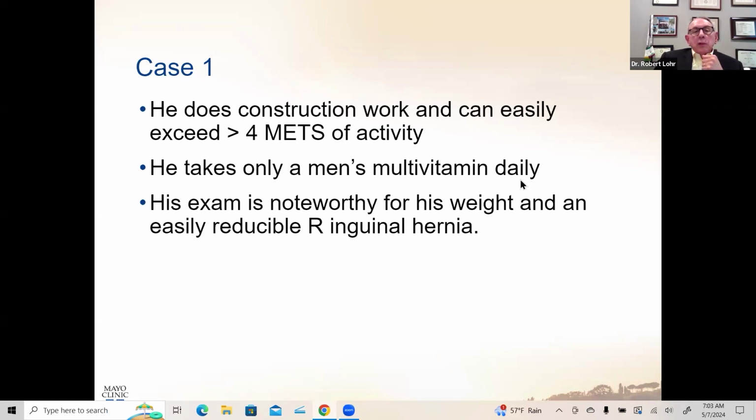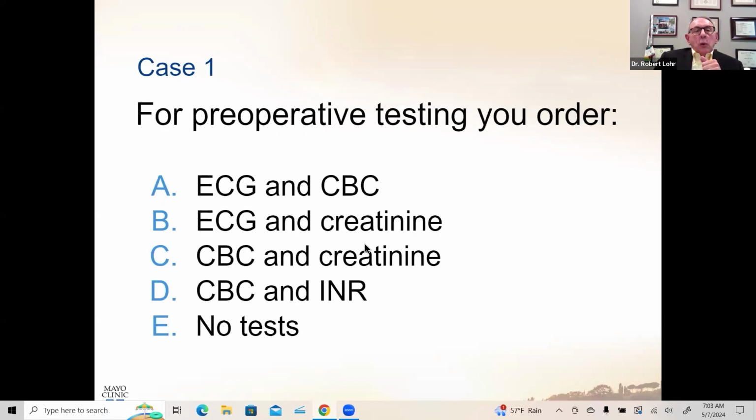He takes only a men's multivitamin, and the exam, other than his weight and the hernia, is unremarkable. So what would you suggest for this person? A cardiogram and CBC, a cardiogram and a creatinine, a CBC and creatinine, CBC and an INR, or nothing. And I'll let you think for just a second.